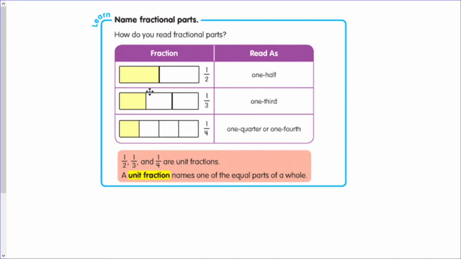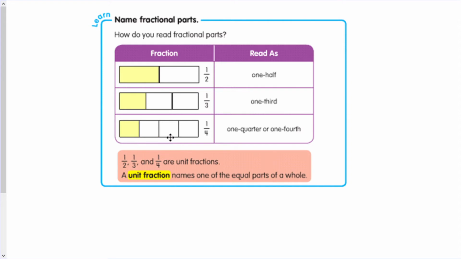Let's talk about reading this one. So I have one part that's shaded, 2 parts in all. When I read this one, I call it 1/2. There's one part that's shaded, 3 parts in all. When I read this fraction, I say 1/3.